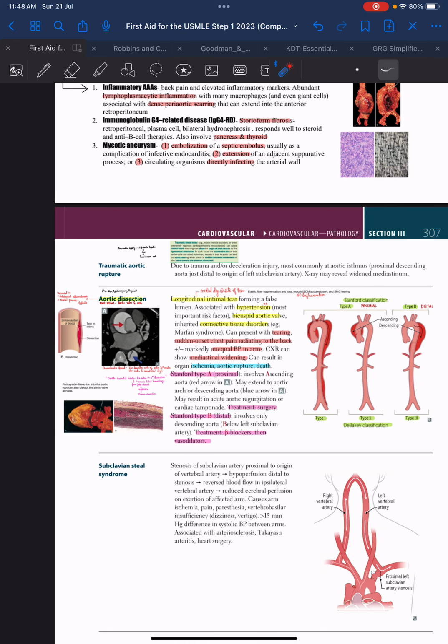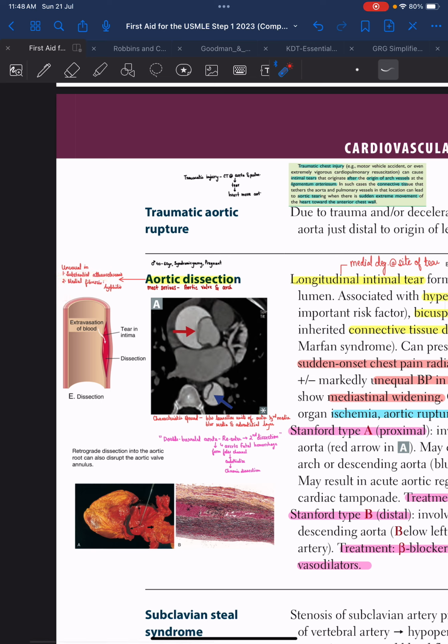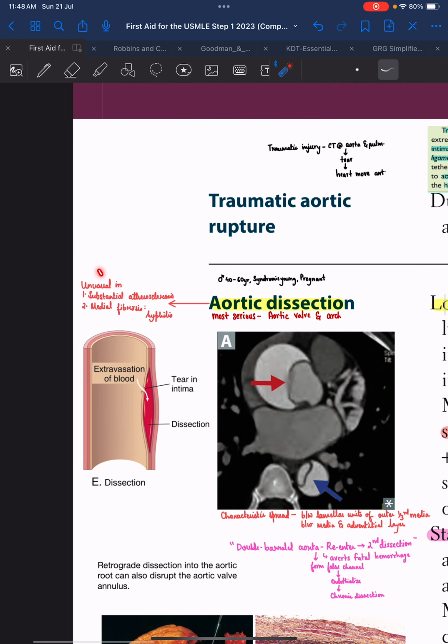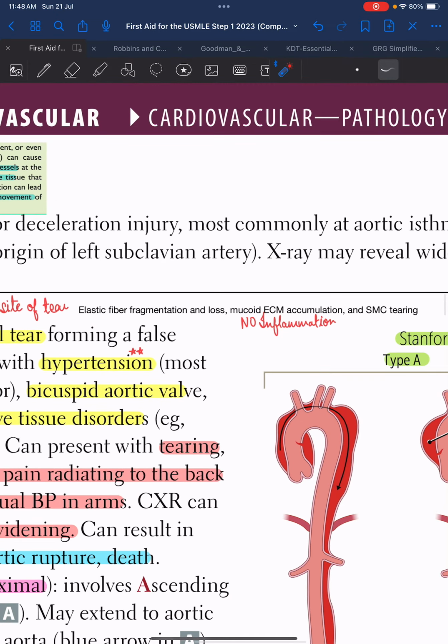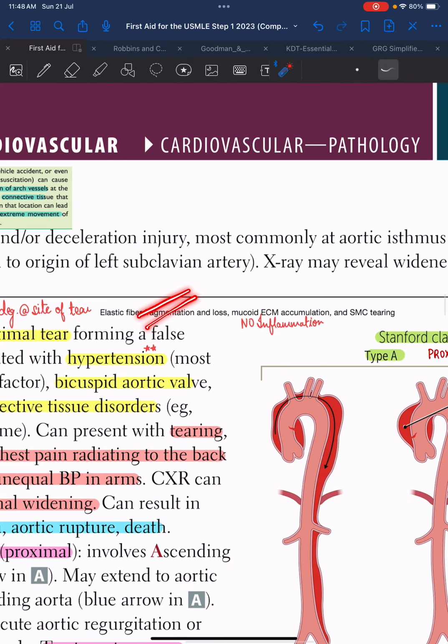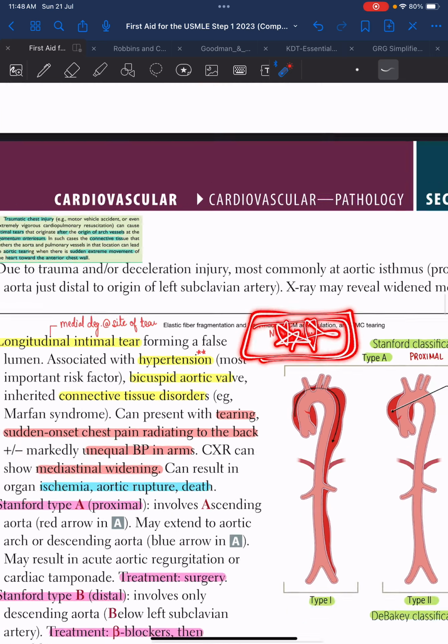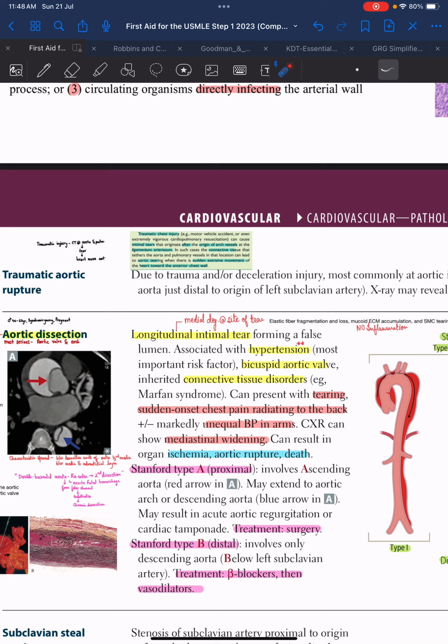Just summing it up, it is a longitudinal intimal tear, as you can see over here. Basically the blood enters the lamellar units of the tunica media and flows across it. Aortic dissection cannot occur in significant atherosclerosis or medial fibrosis, for example in syphilis. In histopathological staining, we can see elastic fiber fragmentation and loss. There could be smooth muscle tear, and there could be accumulation of extracellular matrix. There is no inflammation. The most important risk factor associated with aortic dissection is hypertension.